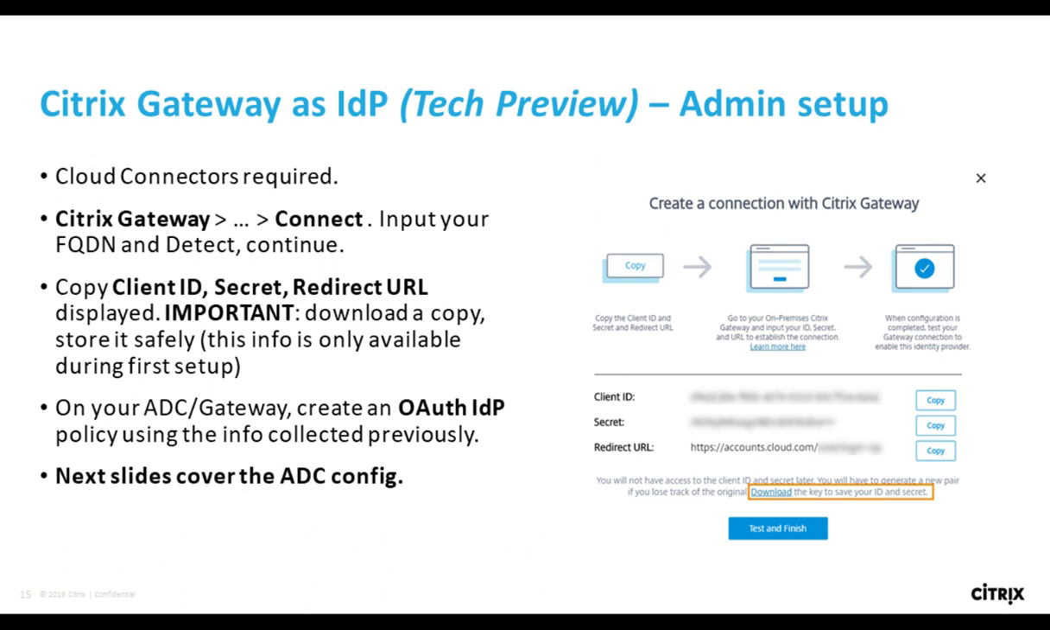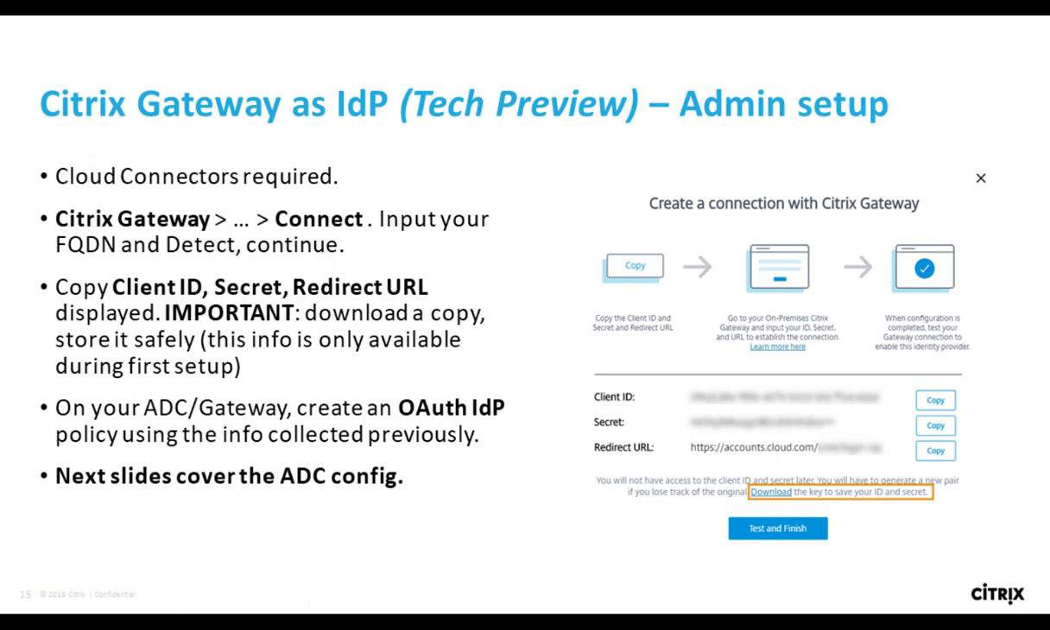You will have a client ID, a secret, and redirect URL that Citrix Cloud will display. This information will be used in your cloud policies when you're using ADC configuration. So be sure to download a copy of this information and save it securely offline, because this information is not available in Citrix Cloud after it's been generated. So if you need to, you might need to regenerate this once again.